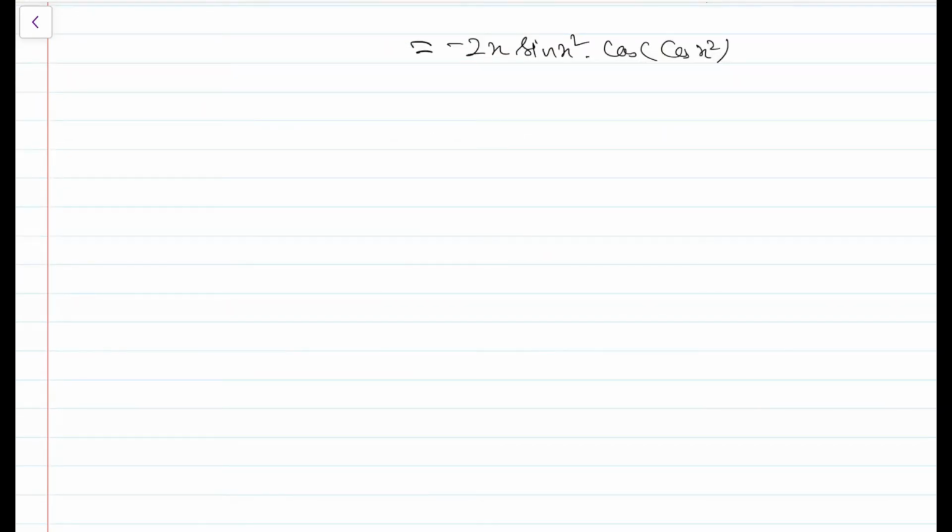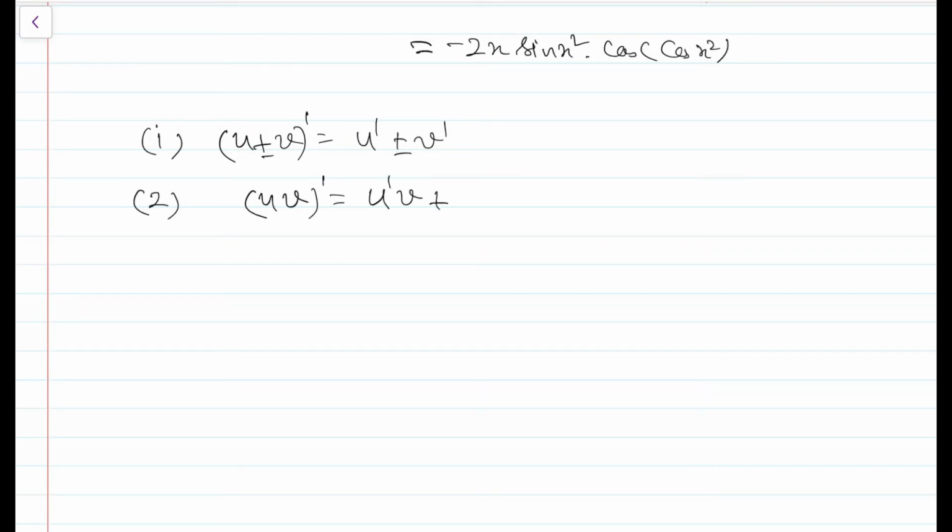Now let us revisit the rules which you have learned in class 11th. Rule number 1: derivative of u plus or minus v is derivative of u plus or minus derivative of v. Second, the derivative of u into v, it is sometimes called product rule: derivative of u into v plus u into derivative of v. Rule number 3: derivative of u divided by v is equal to u prime v minus u into v prime.